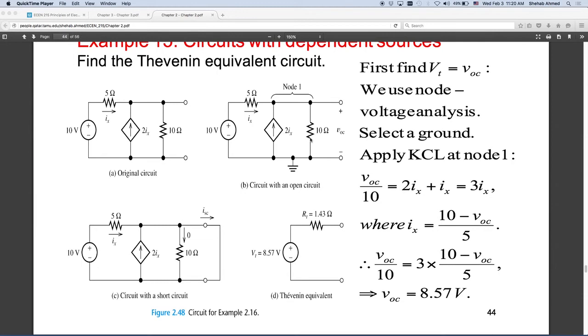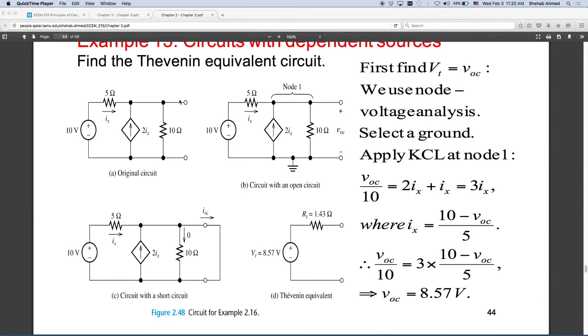My circuit is still open, right? So this Ix, when these two nodes are open, is equal to the voltage on one side of the resistor minus the voltage on the other side of the resistor. That's 10 here, and then the open circuit voltage on the other side.